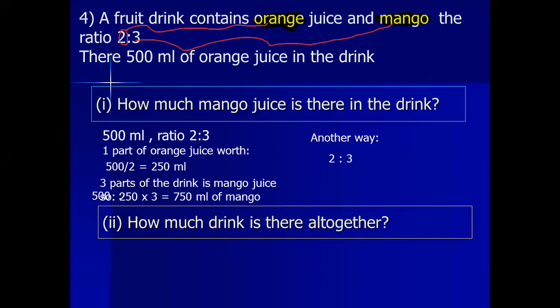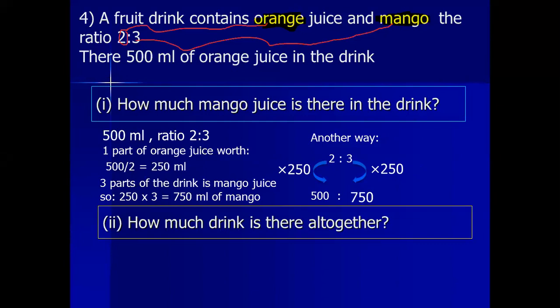It will become 500 to something. Now, how can you make 2 become 500? By multiplying both sides of this ratio by 250. So I am multiplying both sides by 250. It will become 750, right?